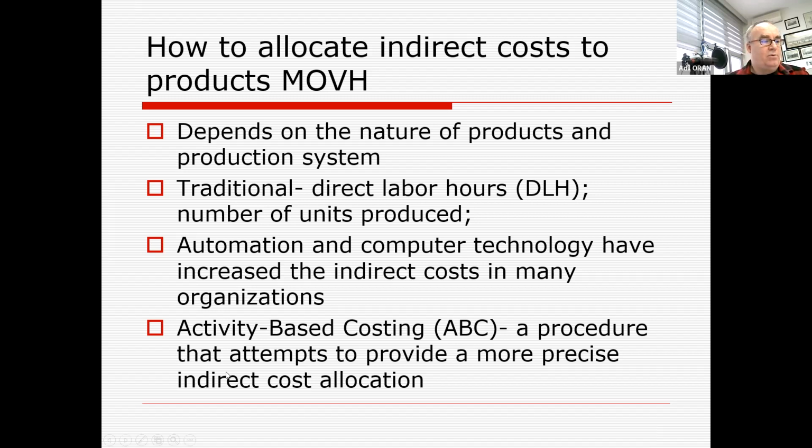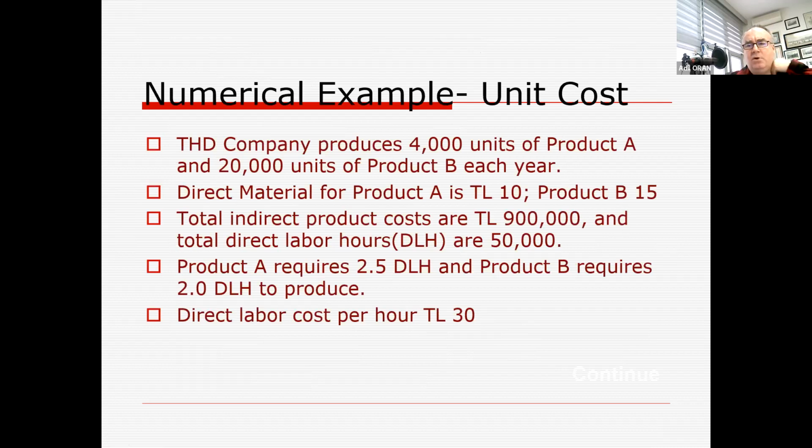Activity-based costing is a procedure that attempts to provide a more precise allocation of these indirect costs by estimating what's causing them and then using different cost drivers to assign the different pools of costs. So here's a sample company that produces 4,000 units of A and 20,000 units of B each year. Direct materials for the different products are 10 lira for product A and 15 lira for product B. Total indirect product costs are 900,000, and direct labor hours are 50,000.